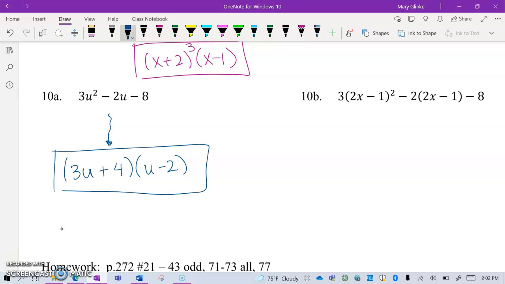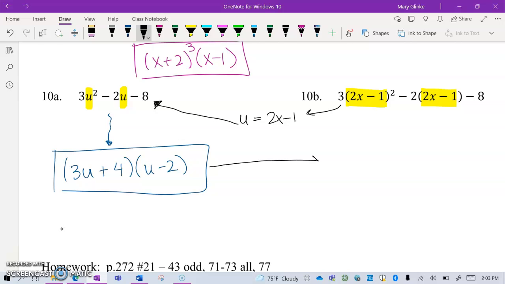So if you look at 10b, the reason why this is also called problem 10 is because it actually has the same kind of bones in both of these problems. Right here, where it says 2x minus 1, on the first problem, it says u. So if 2x minus 1 was u, we would have problem 10a instead of 10b. And that we could factor. We've already factored that part.